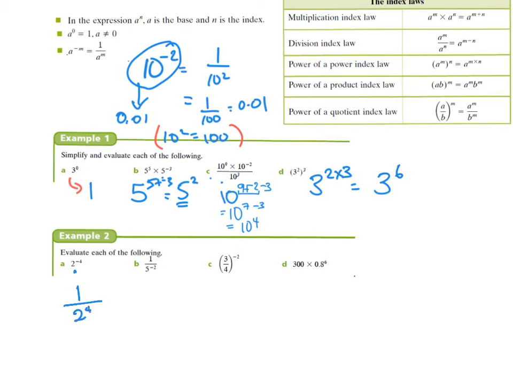Now it says evaluate here, not simplify. Actually, simplify and evaluate means you find the final answer. So let's just come back to the top. The answer is 1. 5 to the power of 2 should be 25. So I'm just going back and doing the evaluate parts because I've realized I haven't done it. The third one, we had 10 to the 4, which is 1 with 4 zeros. So I've evaluated that. 3 to the 6.